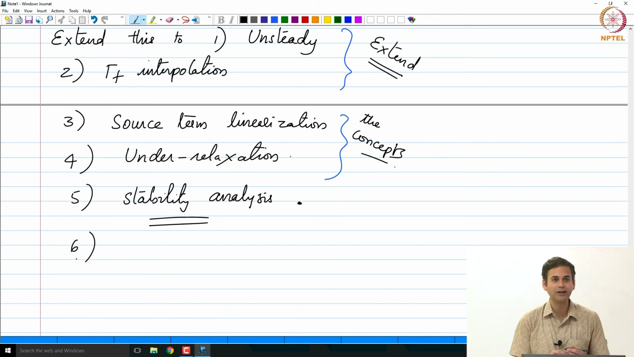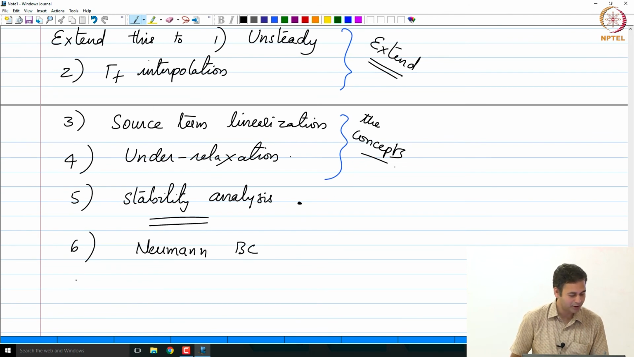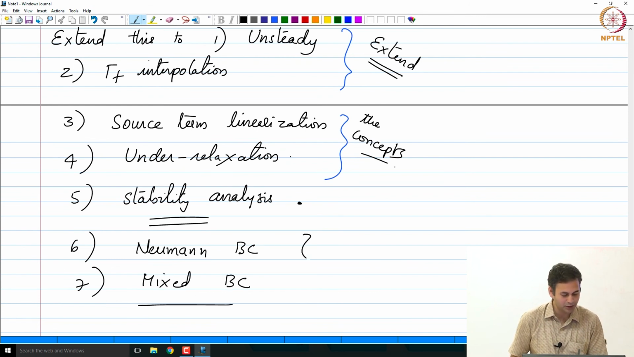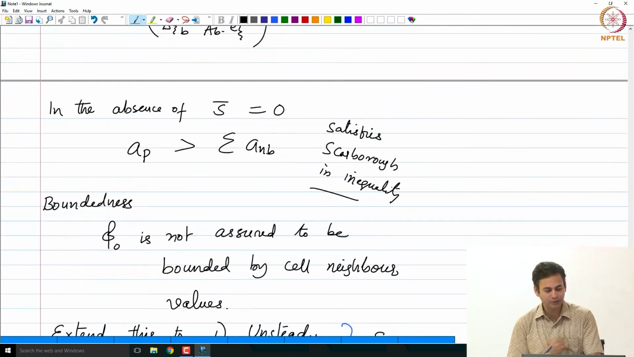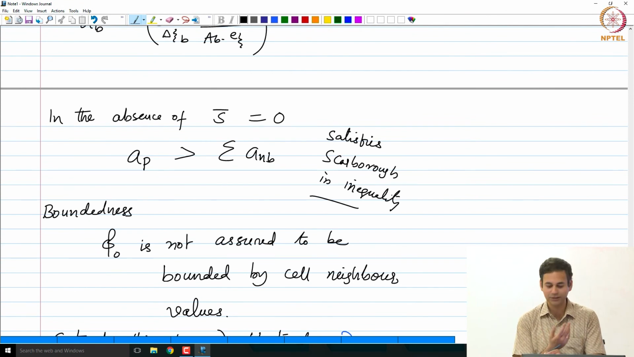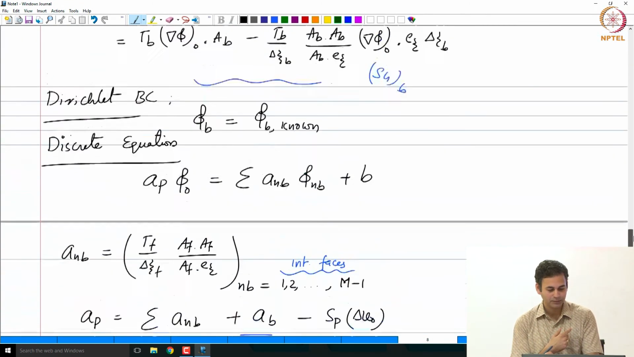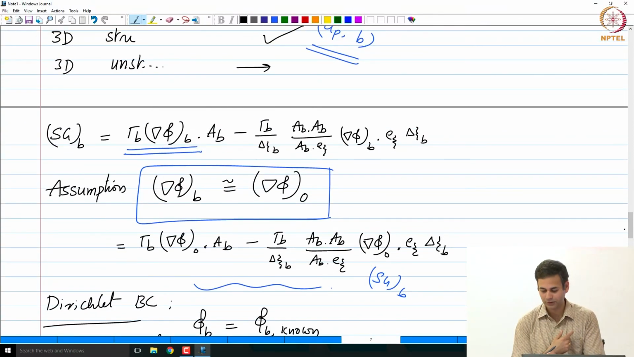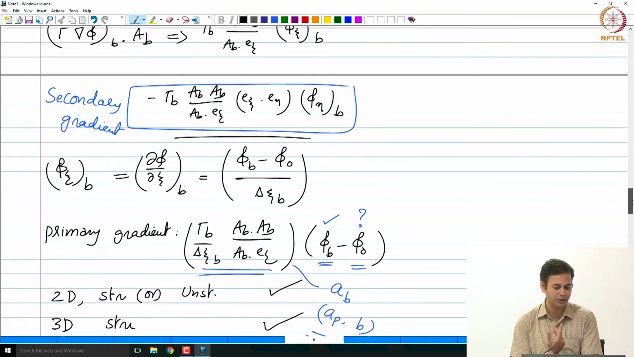What else? I have only done it for a Dirichlet boundary condition, right? We have two other boundary conditions. What are those? Neumann boundary condition and mixed boundary condition. Okay. So, you will extend the concept to include these two boundary conditions also for non-orthogonal unstructured meshes. Okay. Now, I would not leave you alone like that. So, what will happen in the context of Neumann boundary condition? Let us go back and see. Let us say if you have a homogeneous Neumann condition, what will be the condition that is specified?